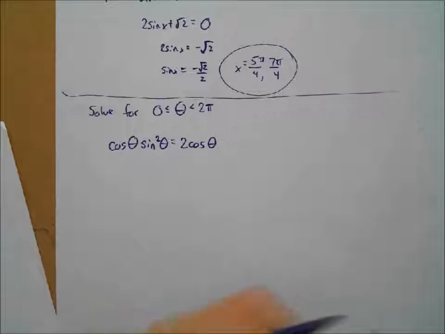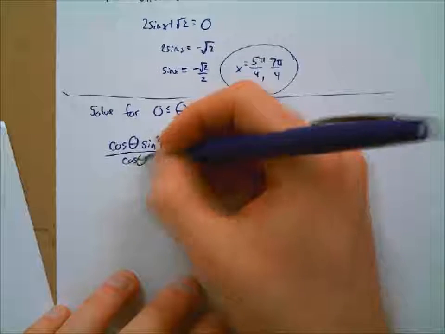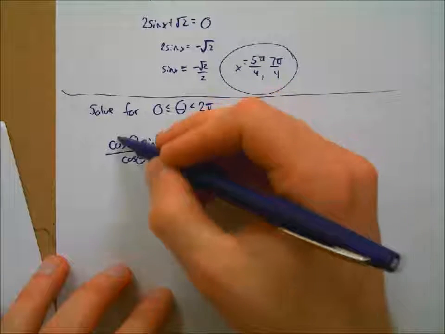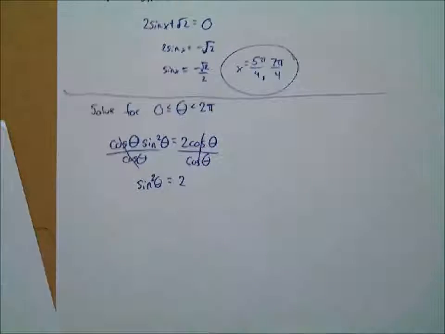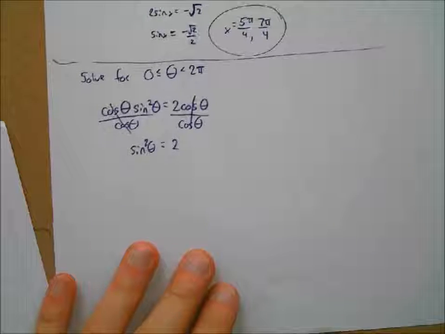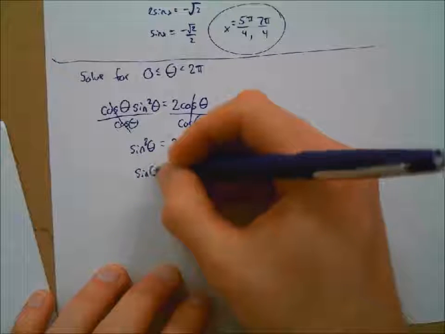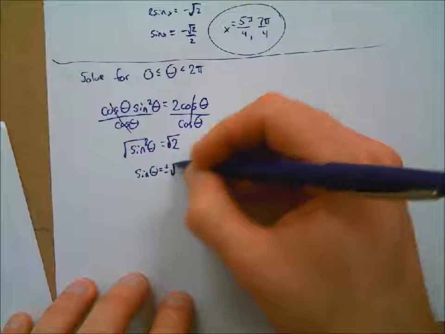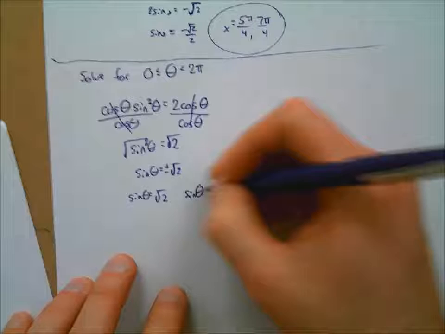So let's do that first. We'll divide both sides by cosine theta. You just get root 2. Okay, so then those cancel, and we're left with sine squared of theta equals 2. What should we do from this point? Square root both sides, right? And so if I square root here, now because I'm in an equation setting, plus or minus the square root of 2, right? And so I get sine theta equals positive root 2, sine theta equals negative root 2.